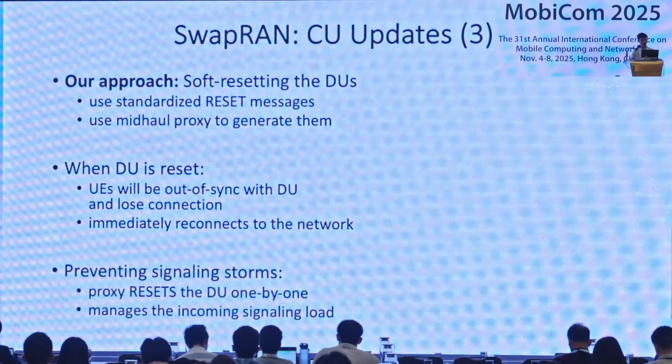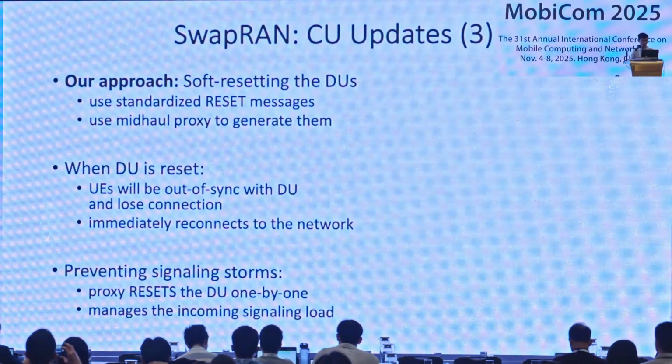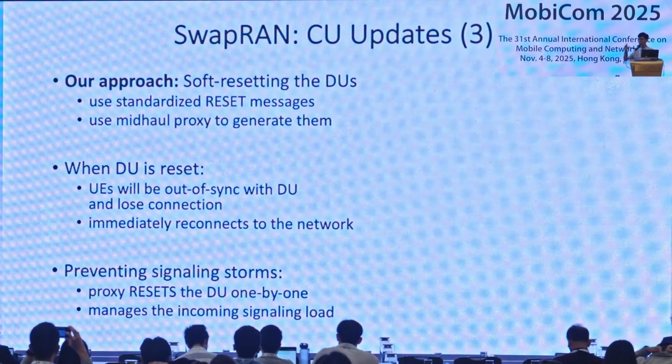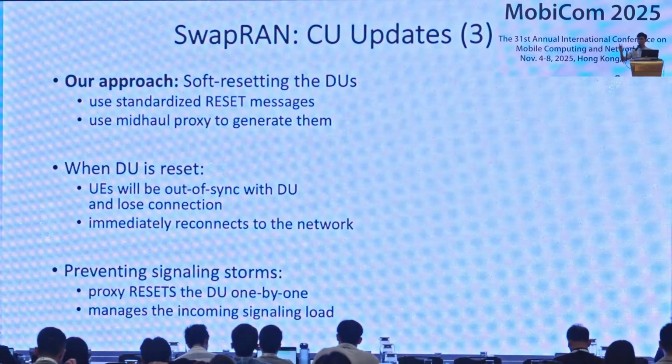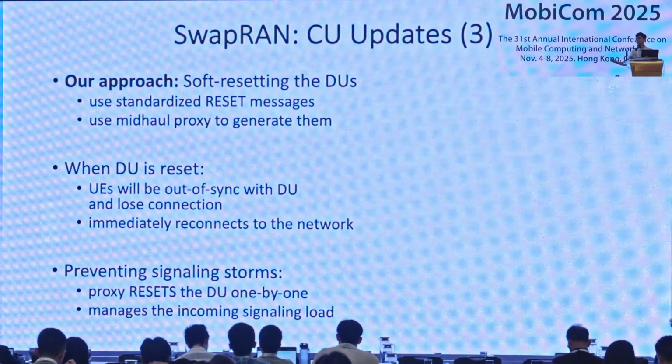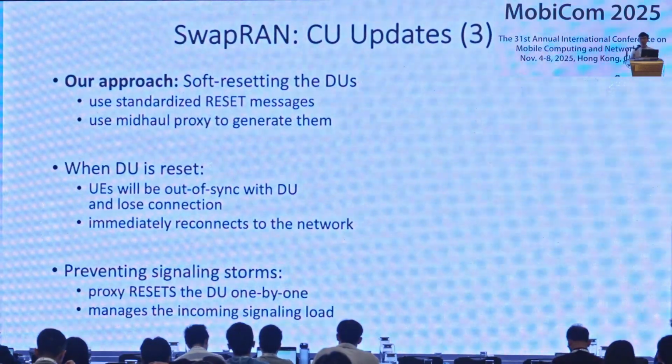The second part is how we can actually prevent signaling storms. As I said, by using our proxy, we can generate the reset messages one by one for each DU in a gradual manner. This allows us to manage the signaling load as well.